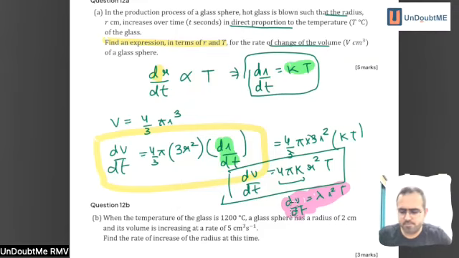Sir, I did everything right, but I didn't write dr over dt equals k. I just did the steps without k. Where did the k constant come from? How did you replace this dr by dt? Did you replace this dr by dt or not?